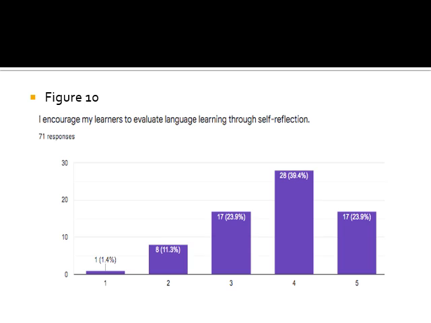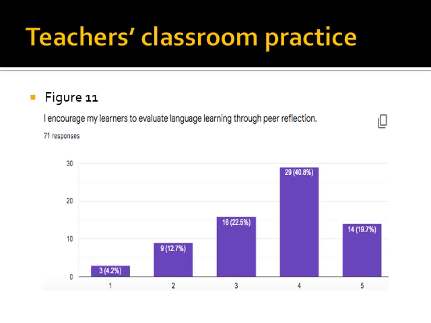Figure 10, encouraging learners to evaluate language learning through self-reflection. Now this is good. Nearly all teachers do it in class. 39.4% say they often do it, and 23.9% say they always do it, which is good. And encouraging learners to evaluate language learning through peer reflection. Again, 40.8% choose often, and 19.7% chose always. So our teachers encourage students to reflect on their learning.